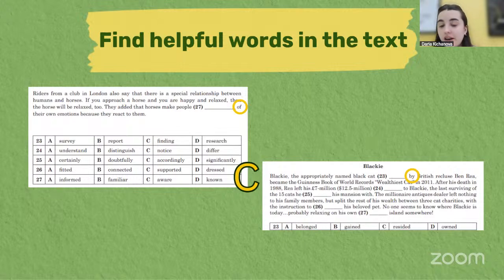And I think you already had this text about Blackie, about this cat. And there we have the word by. This cat belonged, gained, resided, or owned by British recluse Ben Ria. So what do you think? What is the correct variant?